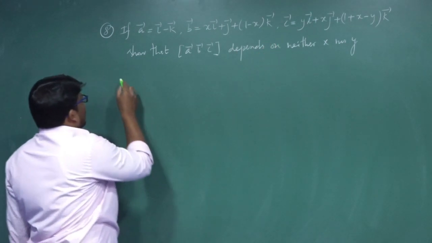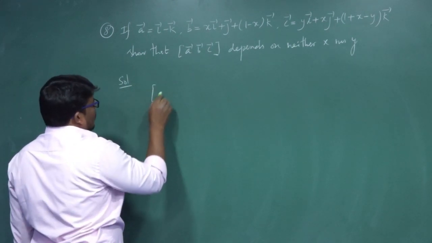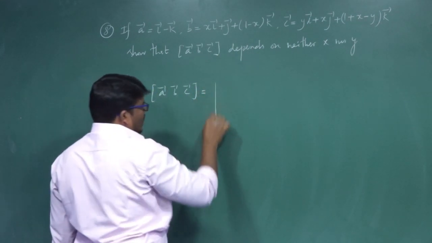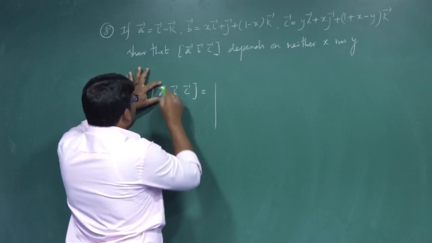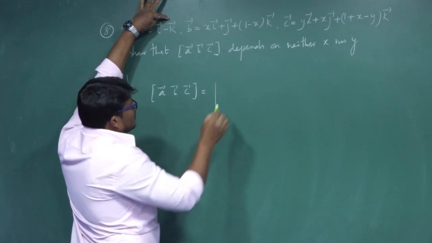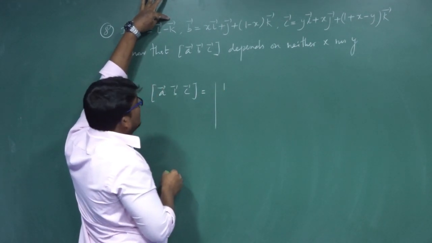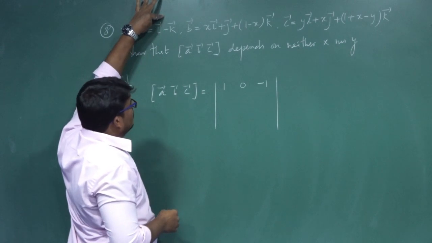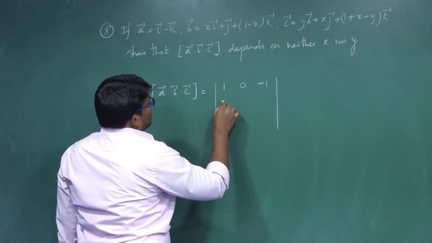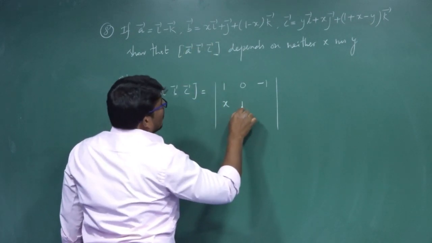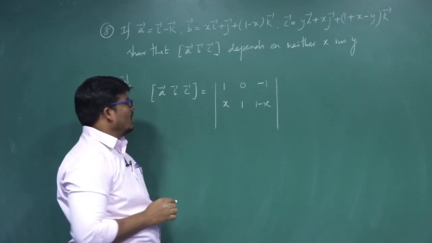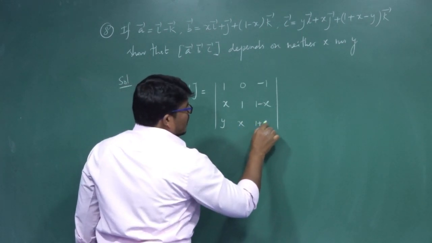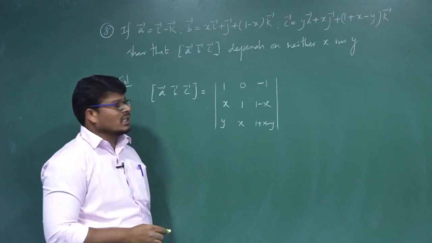Now check the result. The box product of a, b, c equals, written using the determinant, the components of a vector: i minus k vector, so i value 1, j value 0, and k value minus 1. Next, the components of b are x, 1, and 1 minus x. Next, the components of c are y, x, 1 plus x minus y.